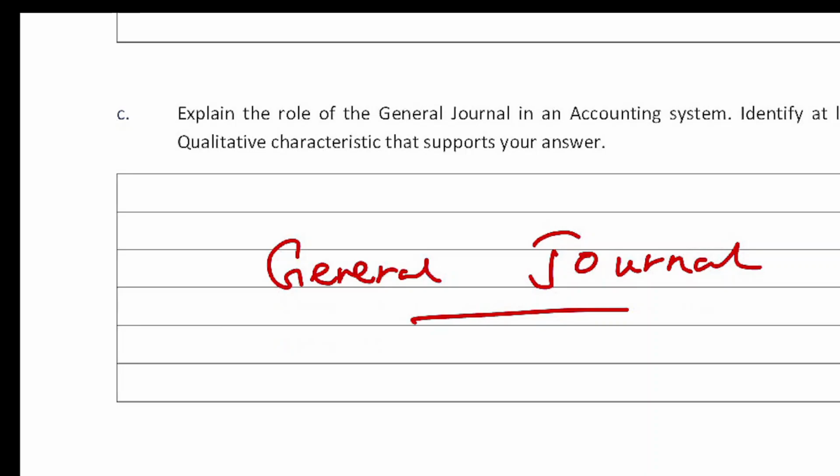Why do we say that before posting to the general ledger? Because we write first in the general journal, then you record in the ledger. We don't do the opposite, right? We don't first record in the ledger and then in the journal. If you are going to record in the journal, you do it first, then you come to the ledger, okay? Then full stop. Right there, general journal.